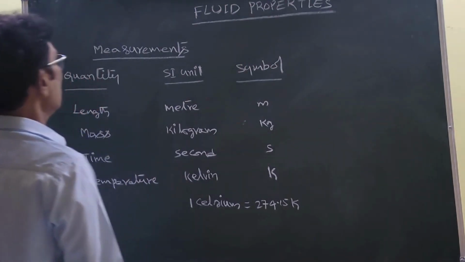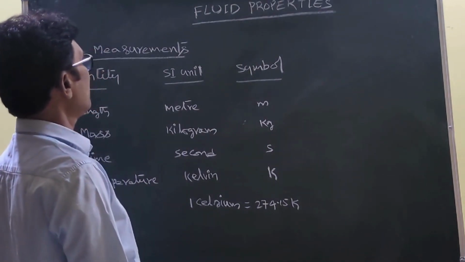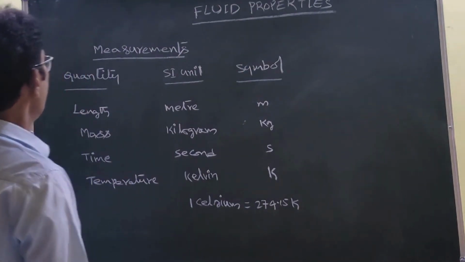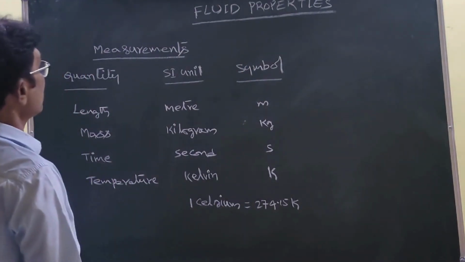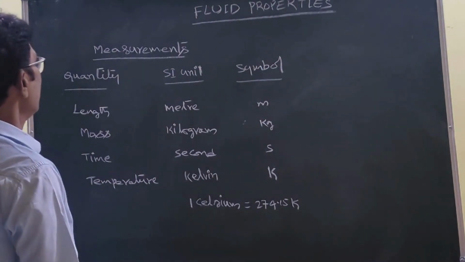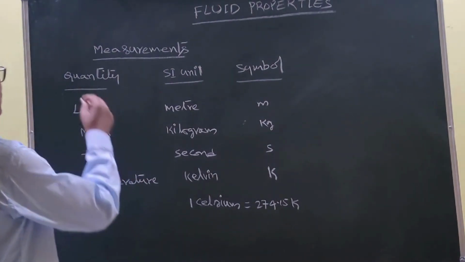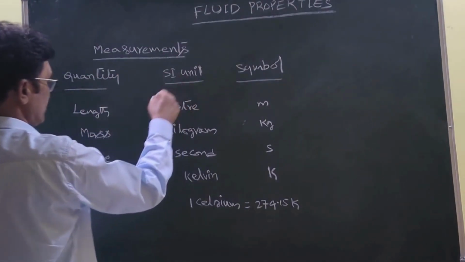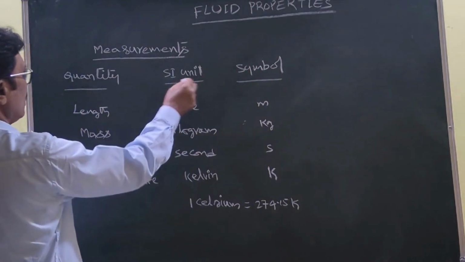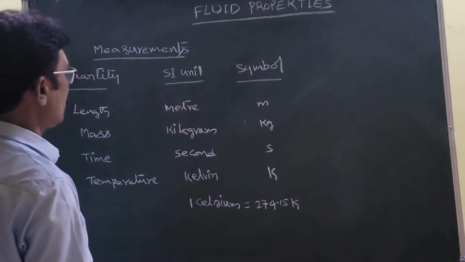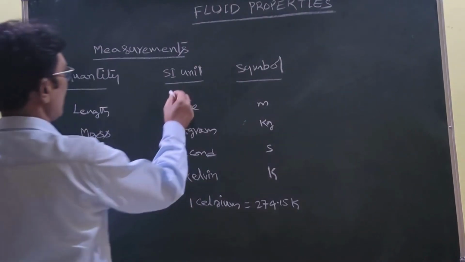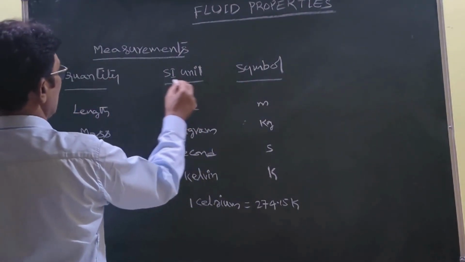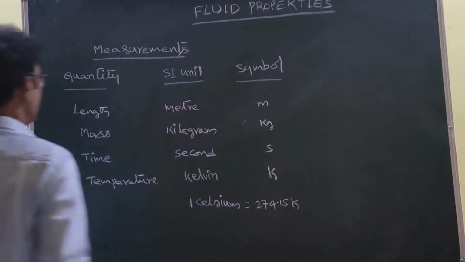Fluid properties. Before we get into the fluid properties, first we have to learn the measurements. These measurements are the quantities. Of course, there are different unit systems, but across the world, most countries follow the SI units. So: quantity, SI unit, symbol.